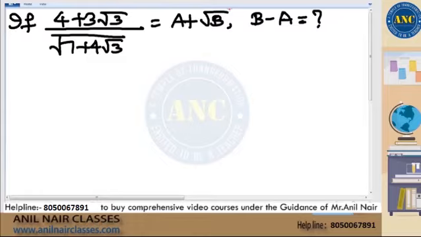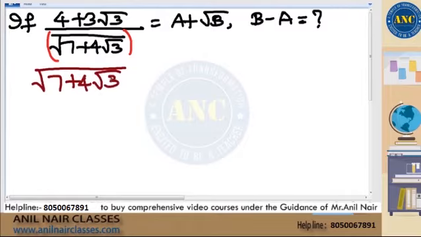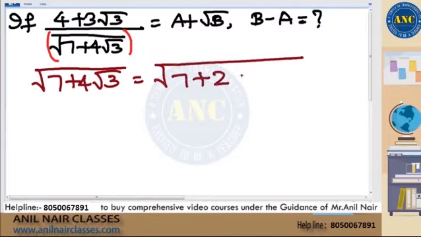Now see here, sir. First thing is, I don't want the square root of square root terms. First finish off that. Can I say that this 4 is 2 into 2? Let me write it for you. This can be written as 7 plus 2 into 2 root 3, right? This 2 is nothing but square root of 4, right?